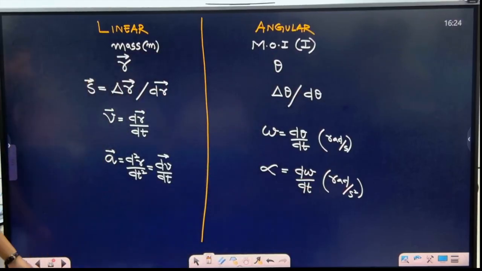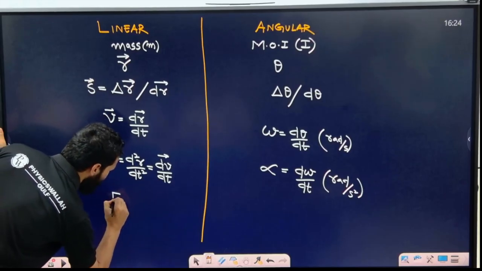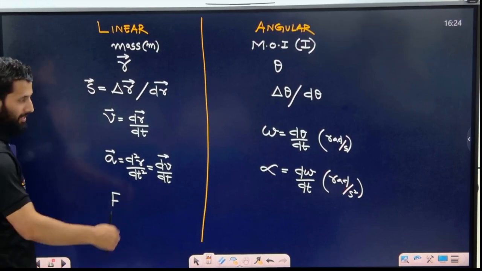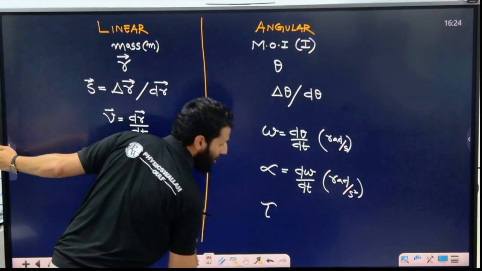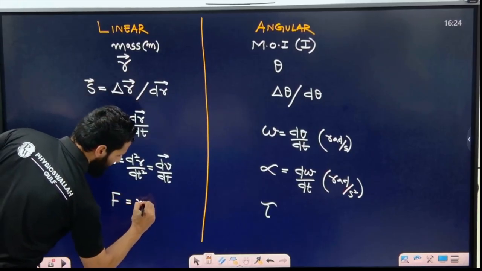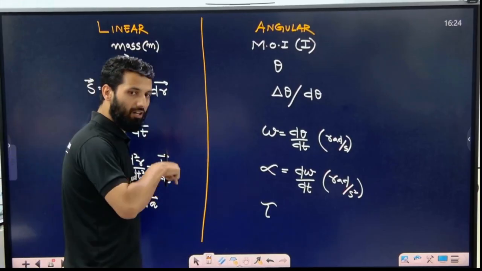After this, force. Here we have force: this is linear force and this is angular force. Angular force we call torque. Force is equal to mass times acceleration. Torque is equal to r cross f.